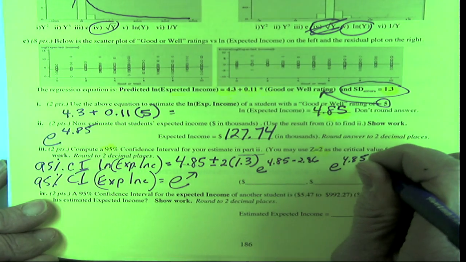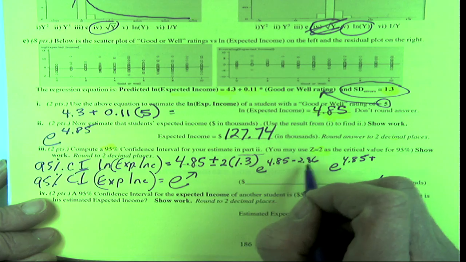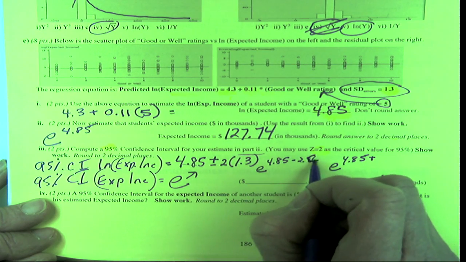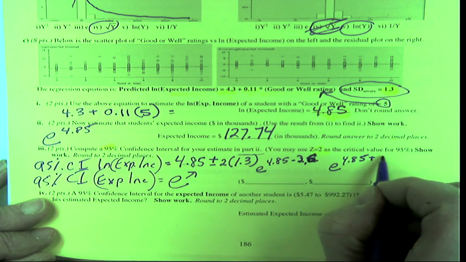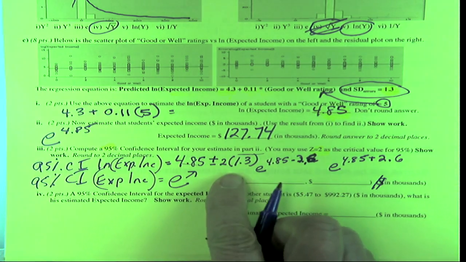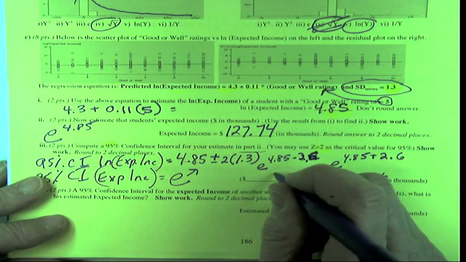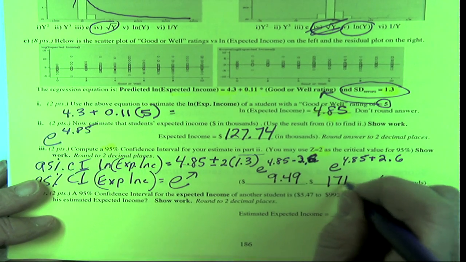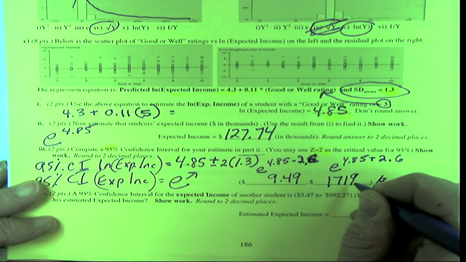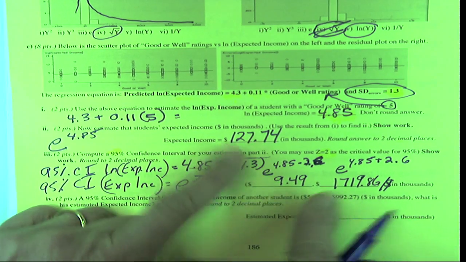plus 2.6. Sorry, not 2.86, 2.6. 2 times 1.3 is 2.6. All right, so we do that, and I got 9.49 to 1719.86 thousand, and you notice it's an asymmetrical confidence interval.